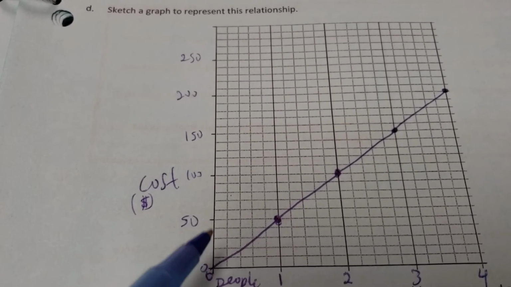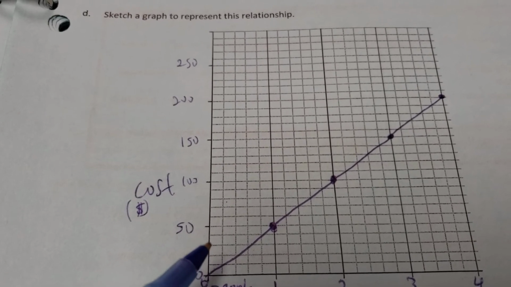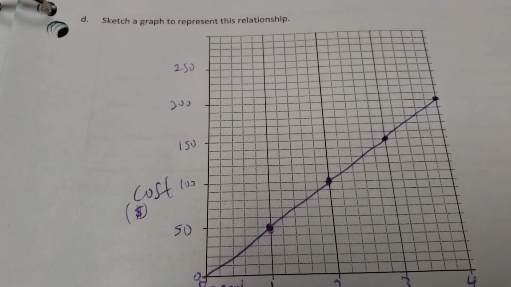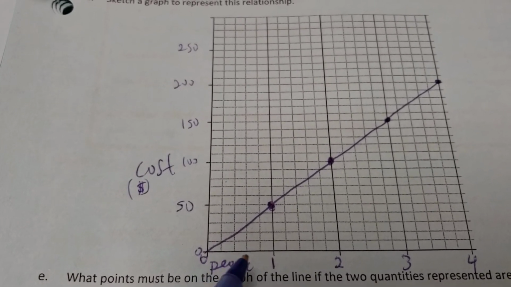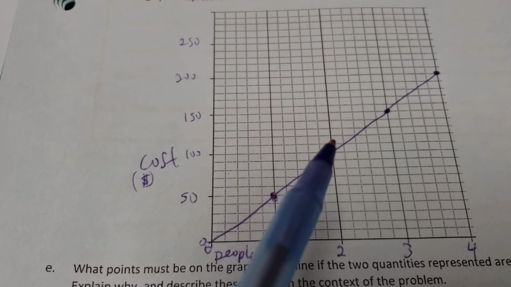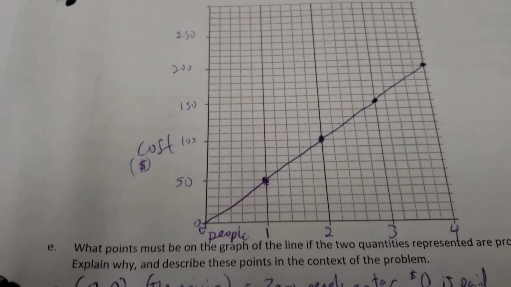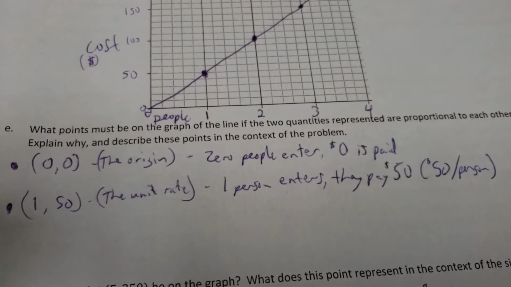And the cost, though, I made each mark like $50. So each one of these was 10, 20, 30, 40, 50, because we end up having a pretty high cost. So as you can see, as I do that, 1 person, and I go up $50. 2 people, $100, and so on. And all my lines do connect. So definitely looks like a proportional relationship when we graph it.